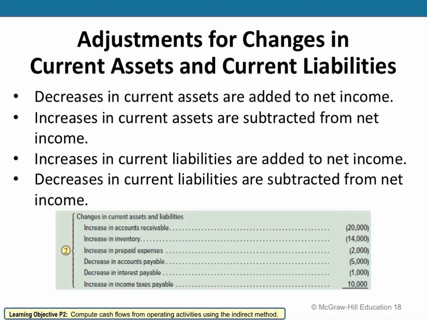So taking a look at these, we have increases in accounts receivable. Here we're going to subtract $20,000 from that net income amount. Increase in inventory, increase in prepaid expenses, decreases in accounts payable, decreases in interest payable, and then increases in income tax payable.